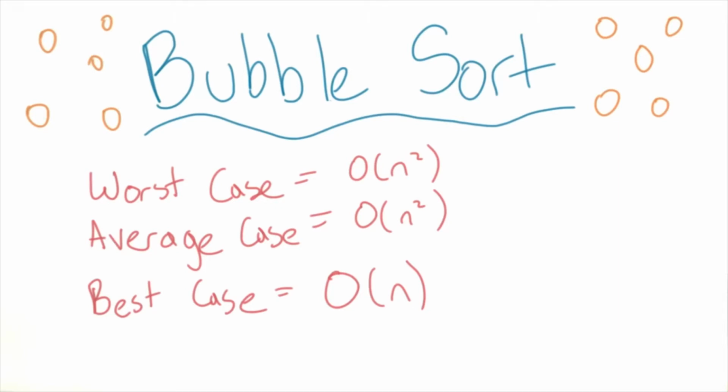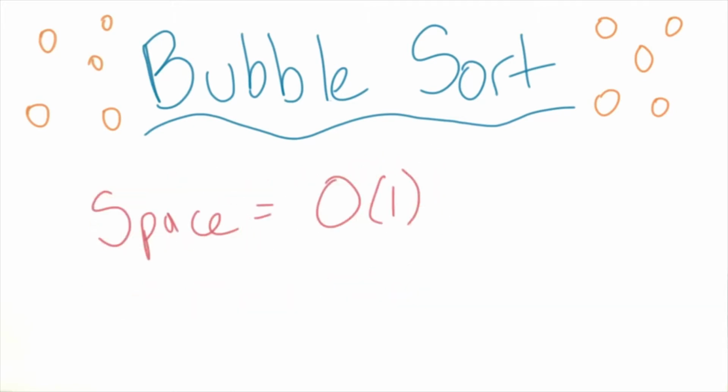And one last thing. We didn't have to use anything extra to do our sort. We had no extra arrays, no extra data structures, nothing like that. Bubble sort is a great example of an in-place sorting algorithm. So the space complexity is constant, meaning we didn't need any extra arrays or data structures in the whole process.